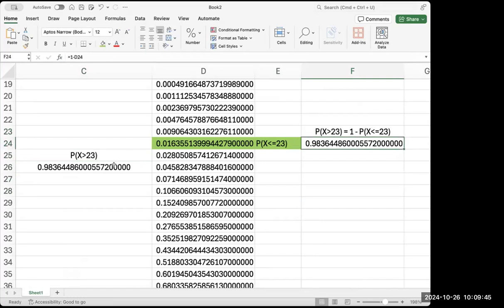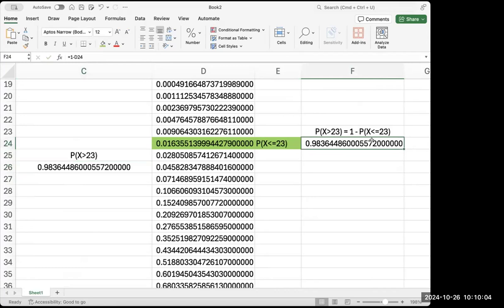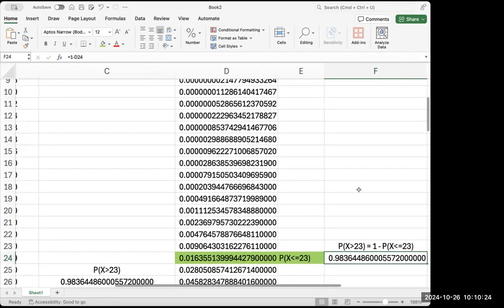Okay, so these are the same answer because either I add all of them going 24 or higher, or I calculate the ones up to and including 23 and subtract them from one. I get the same answer. And in terms of time, if you had to do this manually, it's easier to add 0 to 23 than to do 24 to 100, right? So it would be easier to do it this way if you had to do it manually.